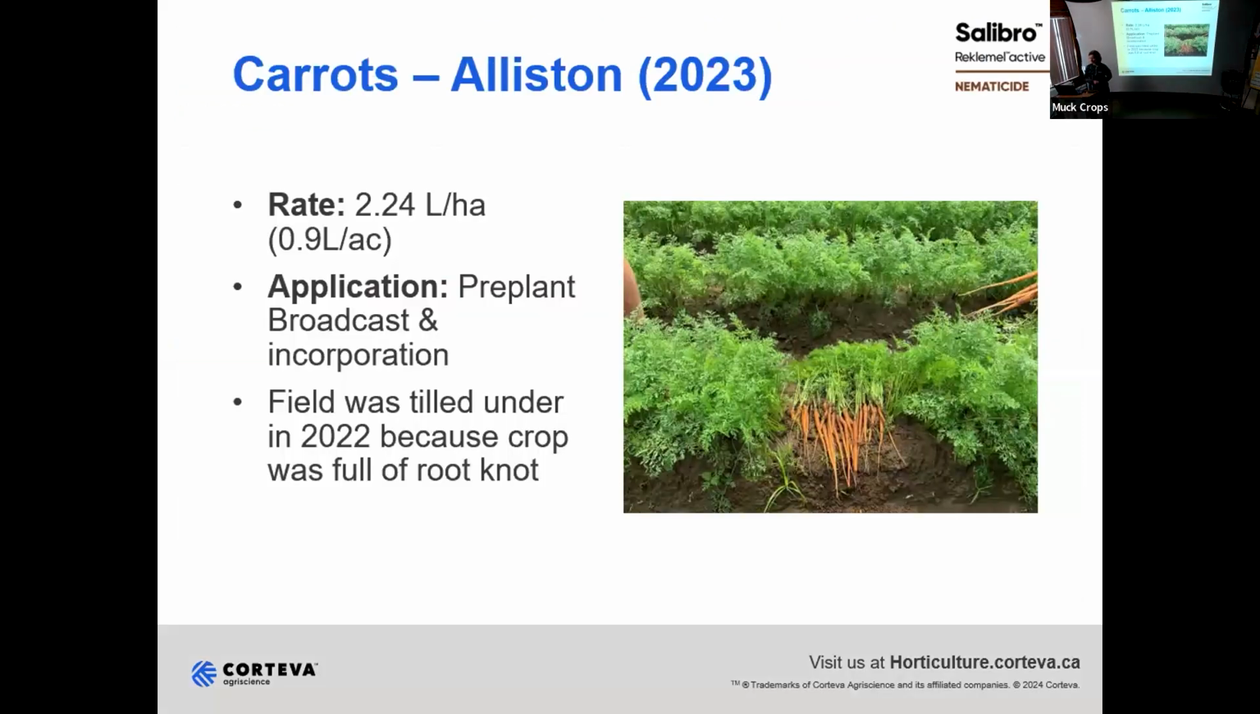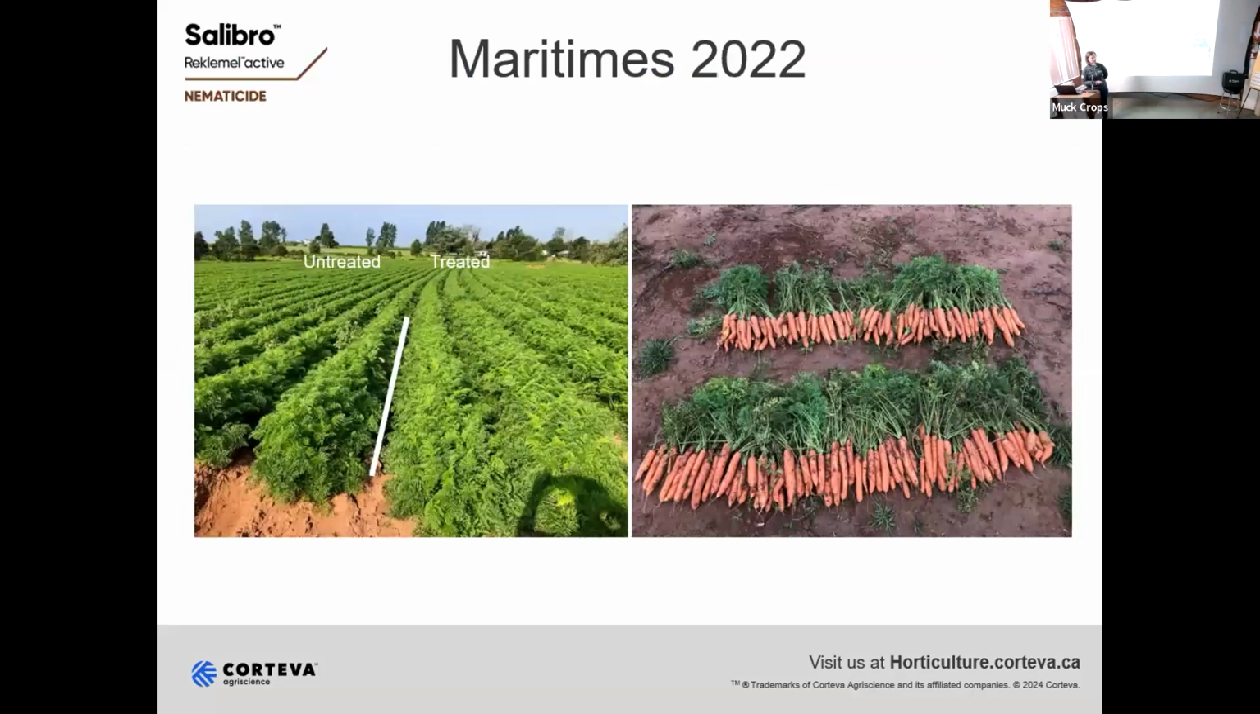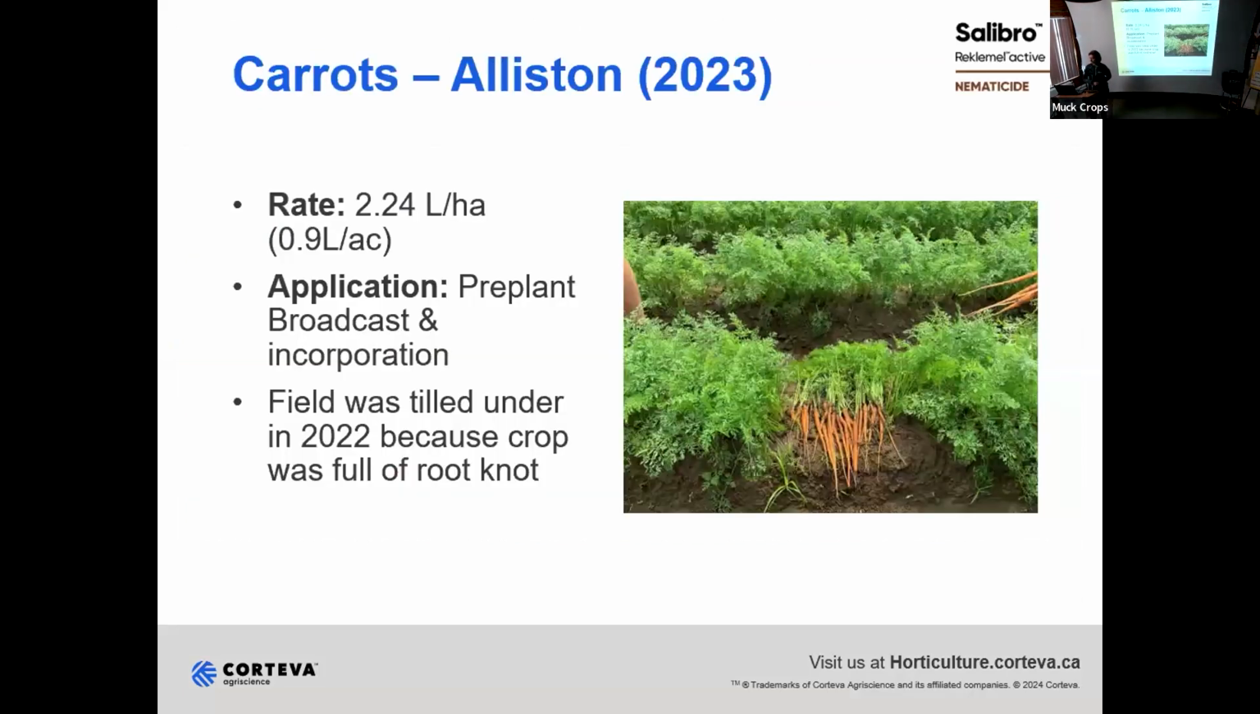A couple pictures to show you. Oh, I skipped one there. There we go. That was from the Maritimes. Untreated on the left, treated on the right, handfuls pulled out. You can see that they did get more marketable yield with the Celebro treatment.